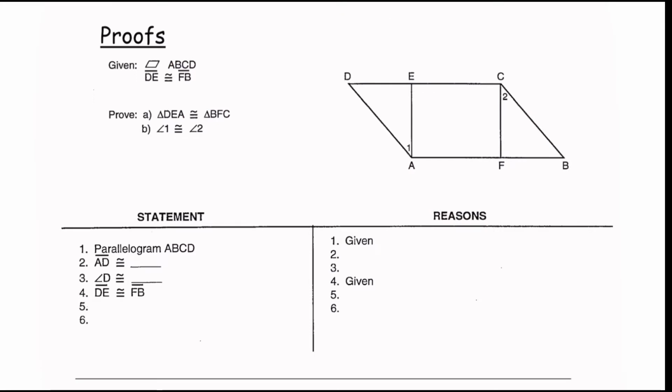Time to do our first real proof, and really we're going to be filling in some missing pieces here. Let's read what they give us, take a look at the diagram, and mark anything that we may need. Given parallelogram ABCD, that little symbol there stands for parallelogram, so we are given a parallelogram. Within this parallelogram, DE and FB are congruent to each other. Now that has not been marked on our diagram, so we'll do so now. DE is congruent to FB.